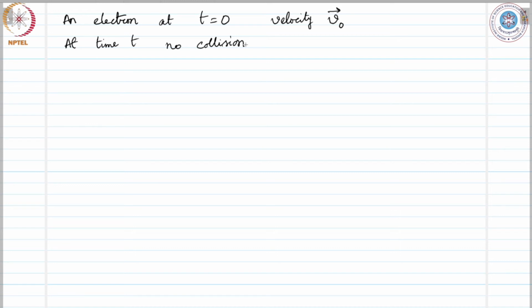Then it was subjected to the external electric field, and it will have some additional velocity because of the acceleration due to the electric field. So, the additional velocity may be expressed as minus E, electric field, times time over the mass of the electron, and v naught has no contribution to the average velocity because v naught is random after the collision, and the direction of v naught is random, so if you consider many electrons, it will average out to 0.